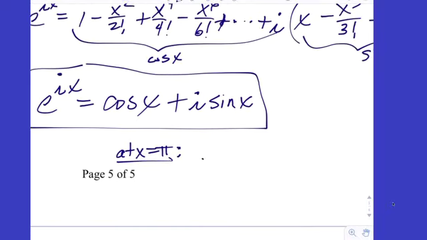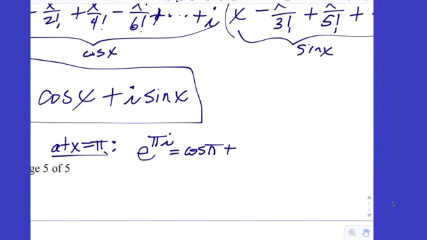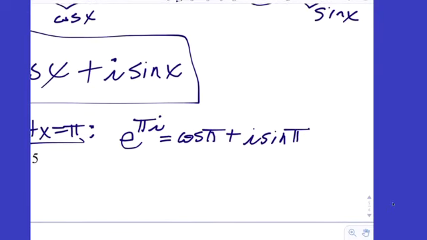We'll plug it in, and we get e to the i times pi, which stylistically, I like to flip that around, so I'll call that pi i, same thing, equals cosine of pi plus i sine pi, right? Not i spy pi, that'd be different, right? That would make you hungry for pie, but i sine pi.